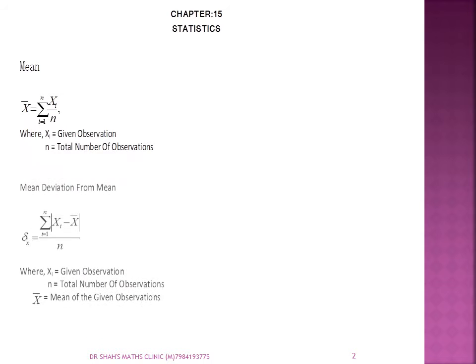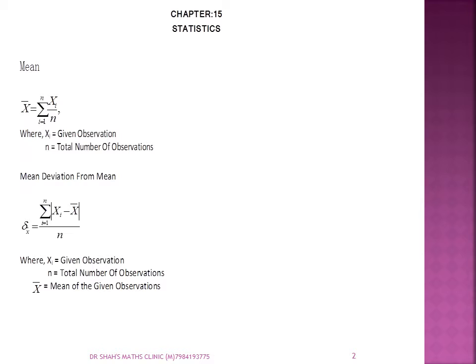Now what is mean deviation? Generally the mean deviation is denoted by delta x bar, and the formula is delta x bar equals sigma i running from 1 to n modulus of xi minus x bar by n, where xi's are the given observations, n is the total number of observations, and x bar is the mean of the given observations, which we have already seen in the above formula.